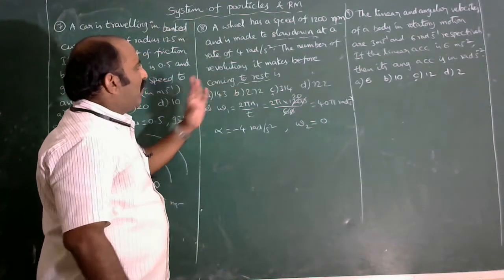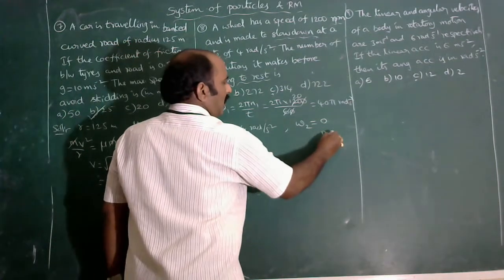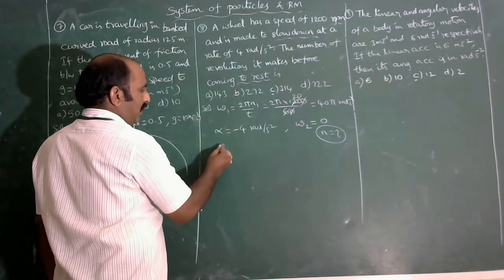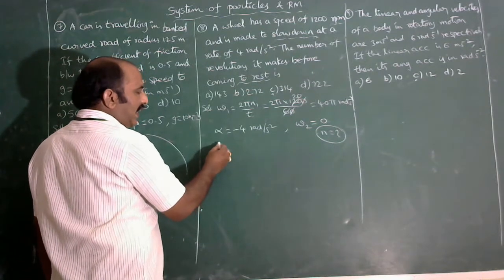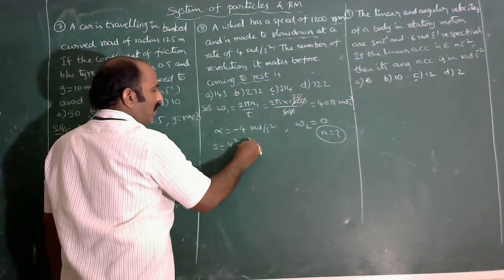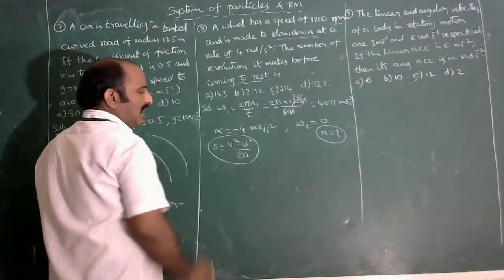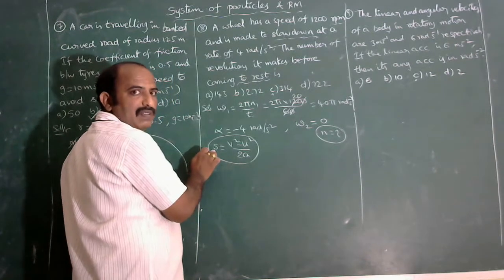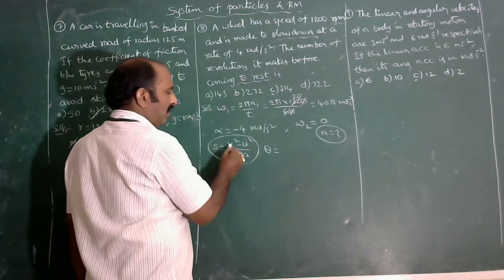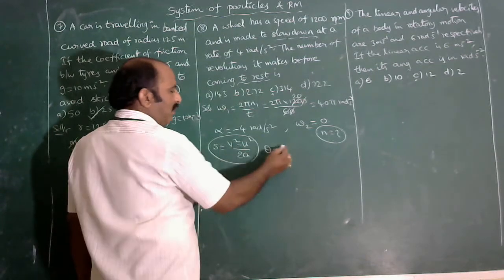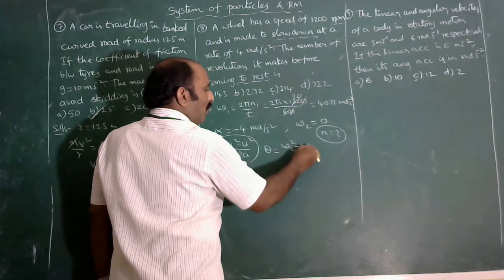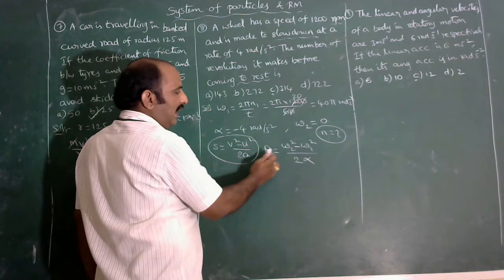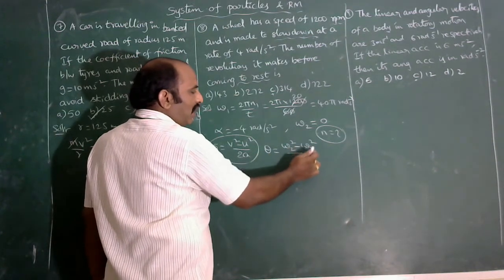Now, how many revolutions are made by it? What is the value of n? First, we have to know the angular displacement. By using the relation in linear motion, we know S is equal to v square minus u square by 2a. In a similar way, write the rotating motion formula. Here S is the linear displacement. Now we write angular displacement theta is equal to omega 2 square minus omega 1 square by 2 into angular acceleration alpha. Just keep in mind theta is equal to omega 2 square minus omega 1 square by 2 alpha.